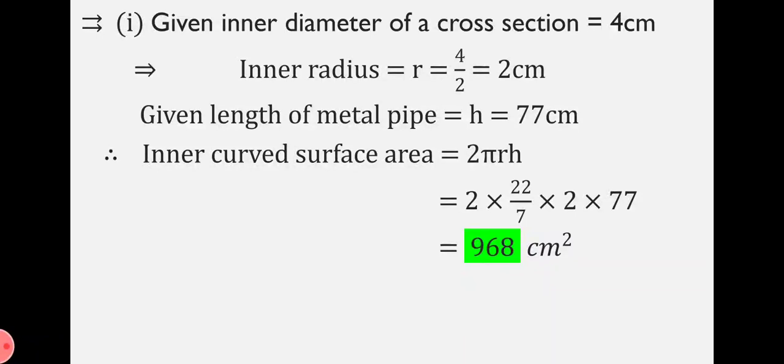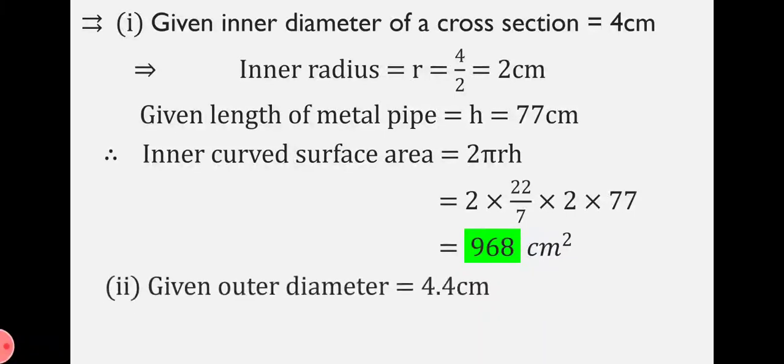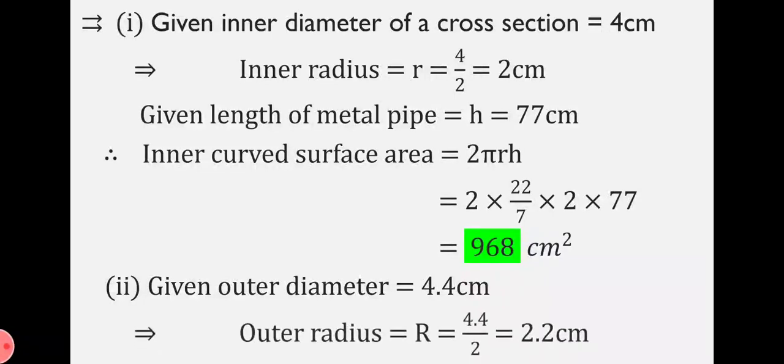Now we have to find outer curved surface area. So question number 2, for that outer diameter is given as 4.4 centimeter. Therefore outer radius, that will be equal to capital R is equal to 4.4 divided by 2, that is equal to 2.2 centimeter.